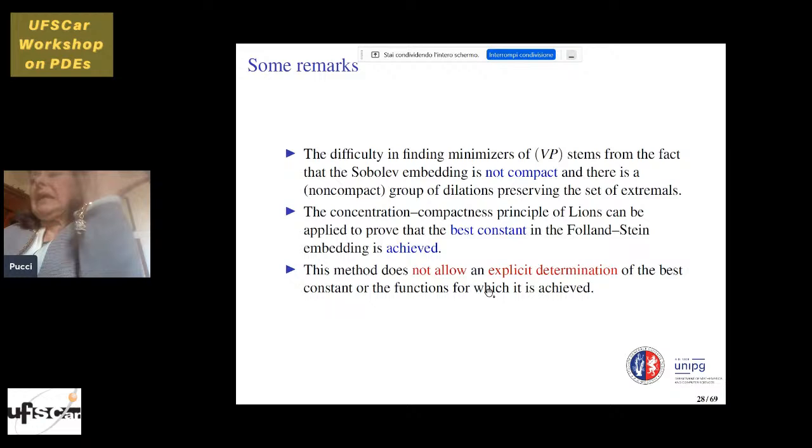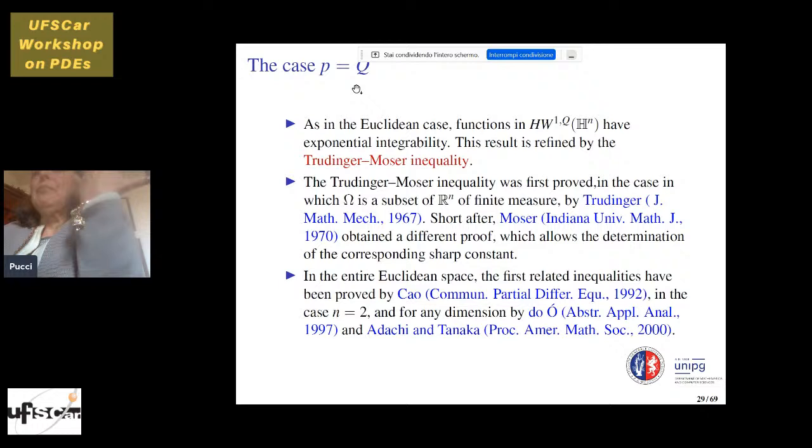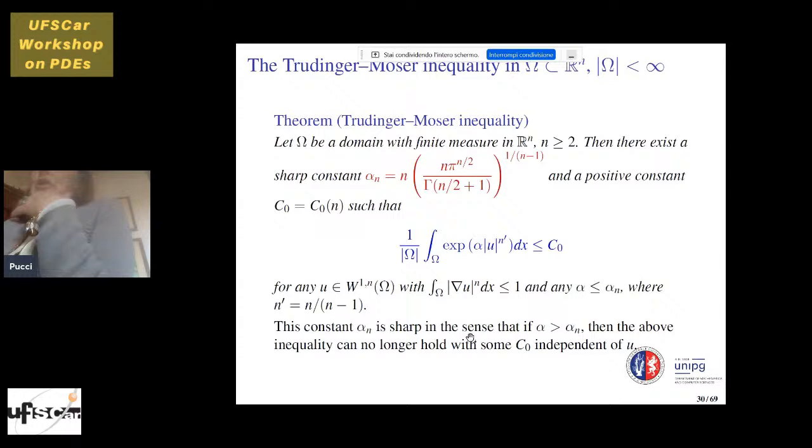And so what happens in the border case p equal n? In the Euclidean case, we have the same: there is this exponential integrability, that is a refinement given by Trudinger-Moser. What is interesting is that the first proof was given by Trudinger, but Moser gave, shortly later, a different proof. And the proof of Moser allows one to give the sharp constant. There is this great contribution by Ozawa, Ruf, Adachi and Tanaka, and so for this situation.